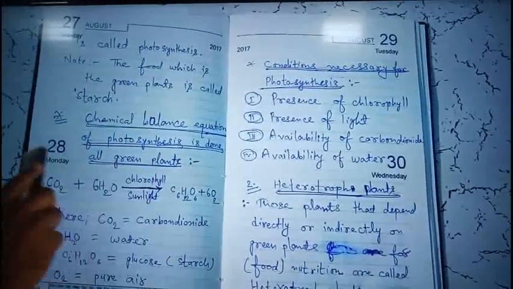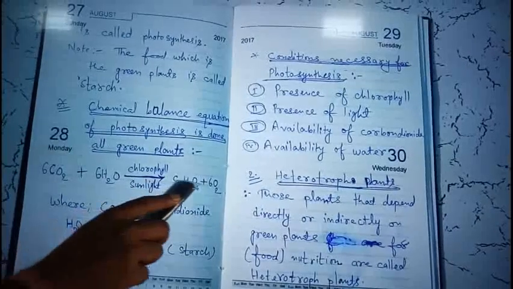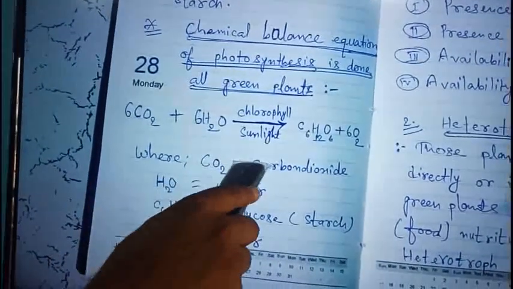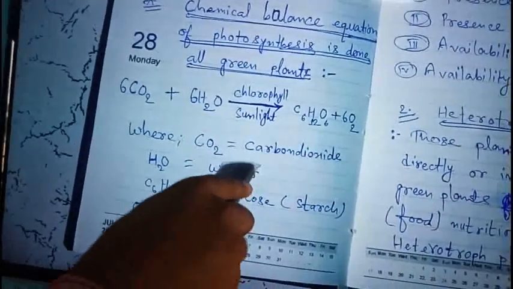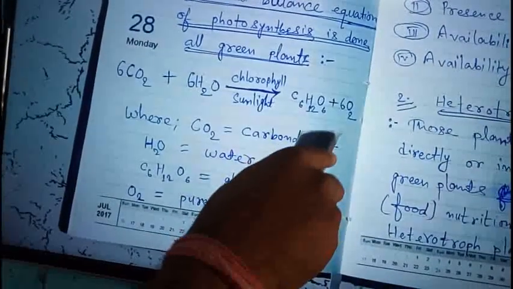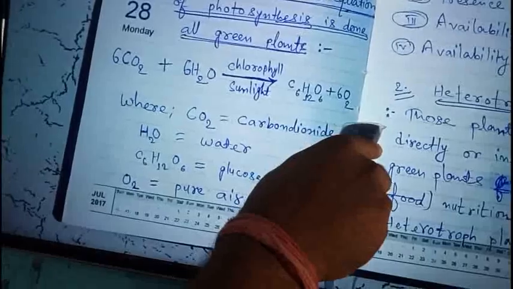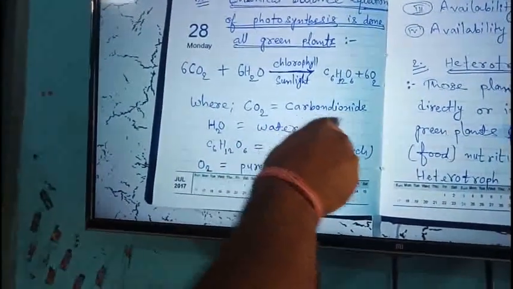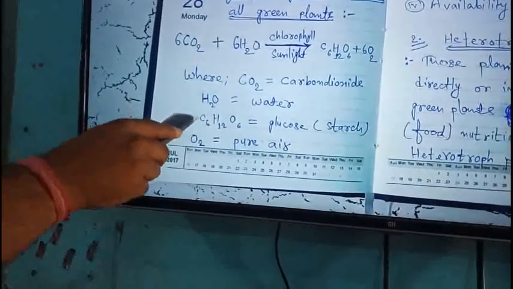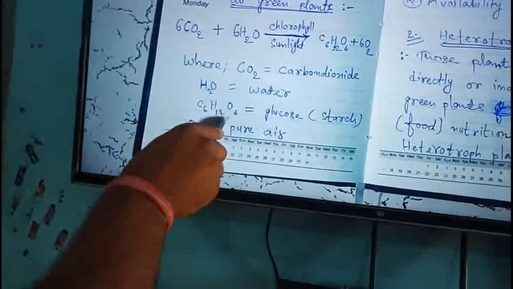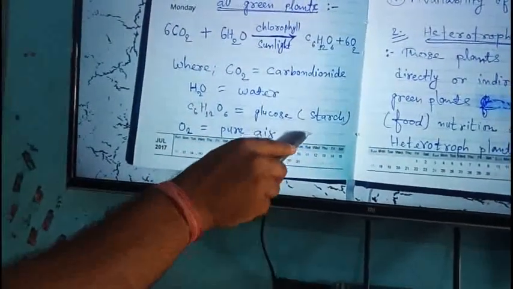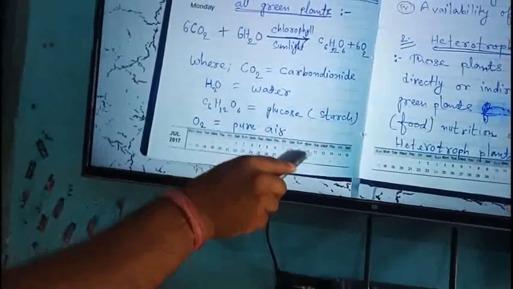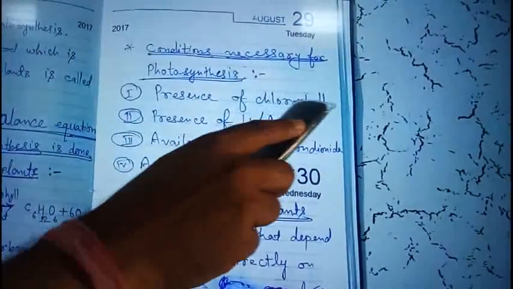The chemical balanced equation of photosynthesis in green plants is written as given below: 6CO2 + 6H2O, in the presence of chlorophyll and sunlight, gives C6H12O6 + 6O2. Here CO2 means carbon dioxide, H2O means water, and C6H12O6 is glucose, which is the starch. O2 means pure air.